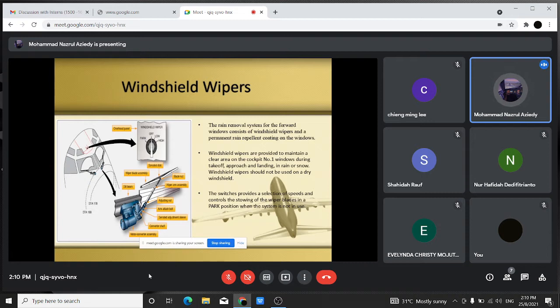during takeoff, approach, and landing in rain or snow. The windshield wipers should not be used on a dry windshield. Do not operate them on a dry windshield. So each wiper is operated by a separate system in the event of a system failure. The switch provides a selection of speeds and controls the stowing of the wiper blades in a parked position when the system is off.